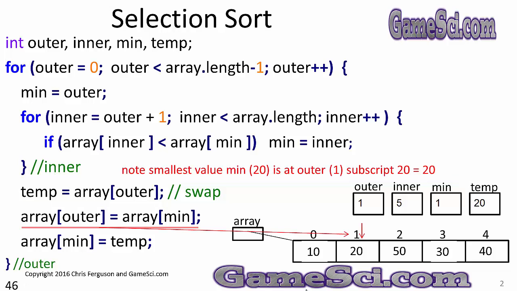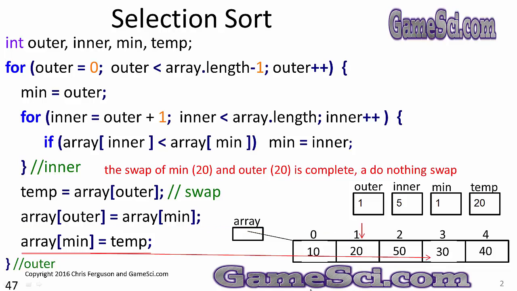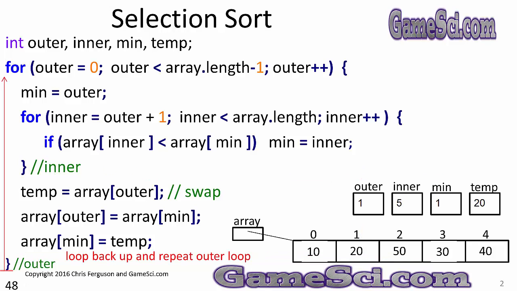Note the smallest value min 20 is at outer 1. The subscript 20 equals 20. So all we're doing is really just swapping position 1 with itself. The swap of the minimum 20 and the outer 20 is complete. This is a do nothing swap. We really haven't changed anything. Sometimes that's the way selection sort works. The first number is the smallest number.